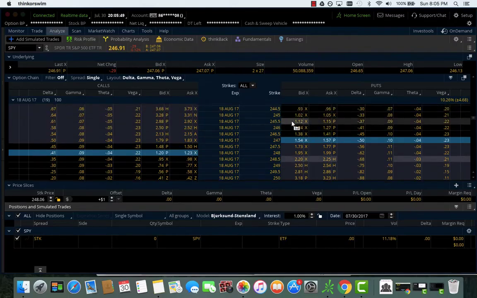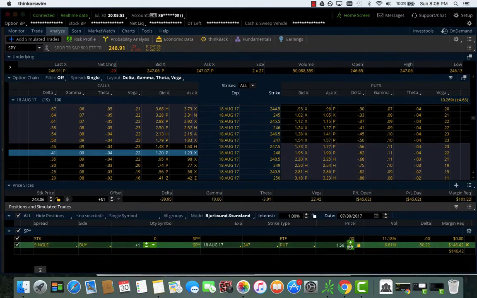So let's say this 247 put, right? And we're going to buy it for $1.56. This has a 23 Vega. So if the expected move over the course of the next year, which is implied volatility, goes up by 1%, the price of this option will go up by 23 cents. Right? So that's all it is. Not really a big deal, not really important for right now.